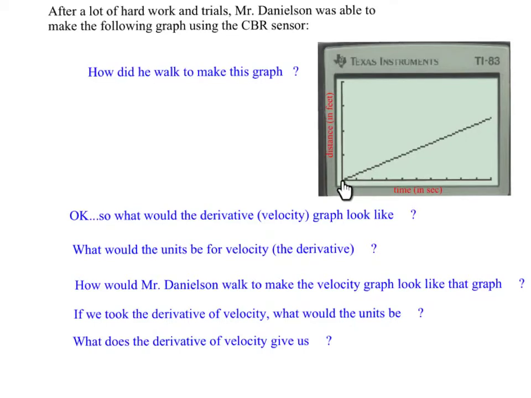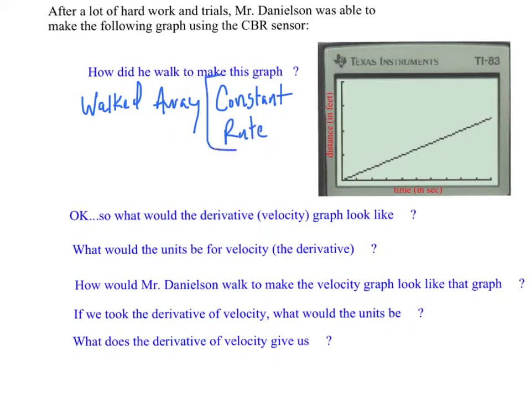Well, I started right next to the CBR, and I ended up approximately, let's say, 2.5 feet away. And how did I make that happen? Well, I walked at a constant rate. Okay, I want to make this video short, but let me just maybe write that down. You walked away, and the important word here is at a constant rate. Okay, and that's really key here.